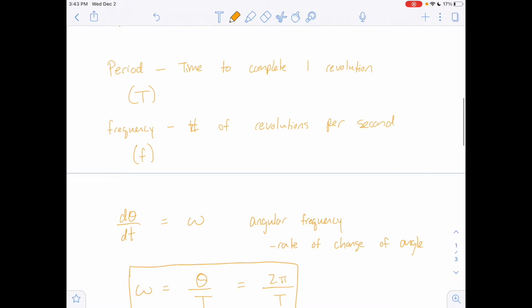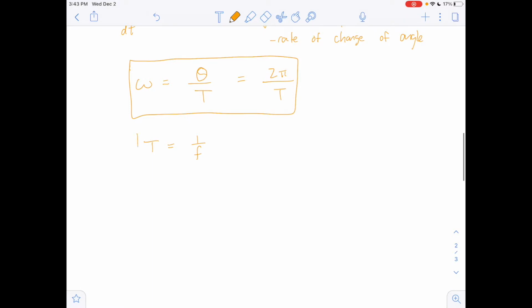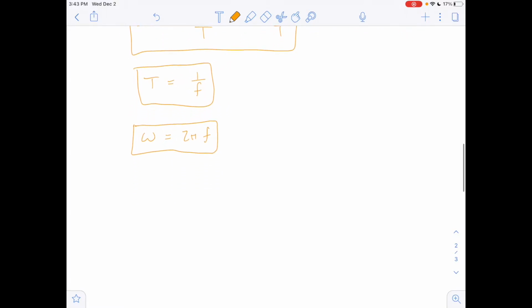And also, period and frequency are related. They are the inverse of each other. So period is equal to the inverse of frequency. And so what we could do with omega here is rewrite that as 2 pi times the frequency. Okay, we won't use angular frequency a whole lot yet. That will be mostly used when we get to rotation, but we need to talk about it here to derive that centripetal acceleration.